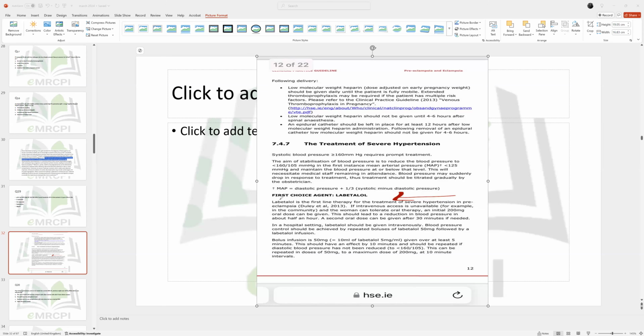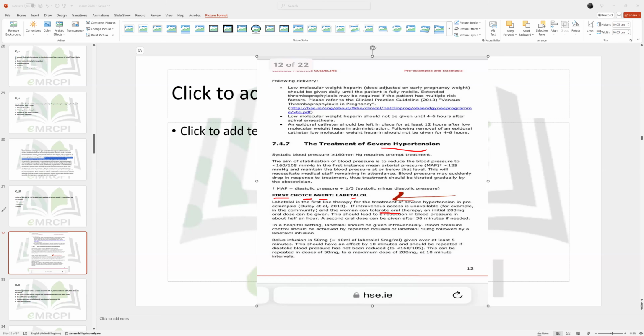Okay, and it says for the management even of severe hypertension, this is the one that they sent me. So the first choice agent is labetalol. So labetalol is the first line therapy for treatment of severe hypertension in preeclampsia. In severe cases, we can give IV, but if the patient can tolerate oral therapy, then an initial 200 mg oral dose can be given. This should lead to a reduction in the blood pressure in about half an hour. A second dose can be given after 30 minutes if needed.